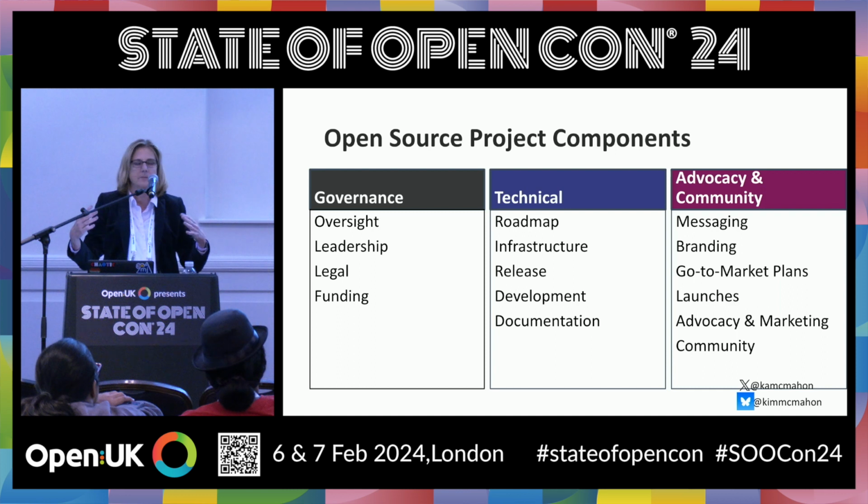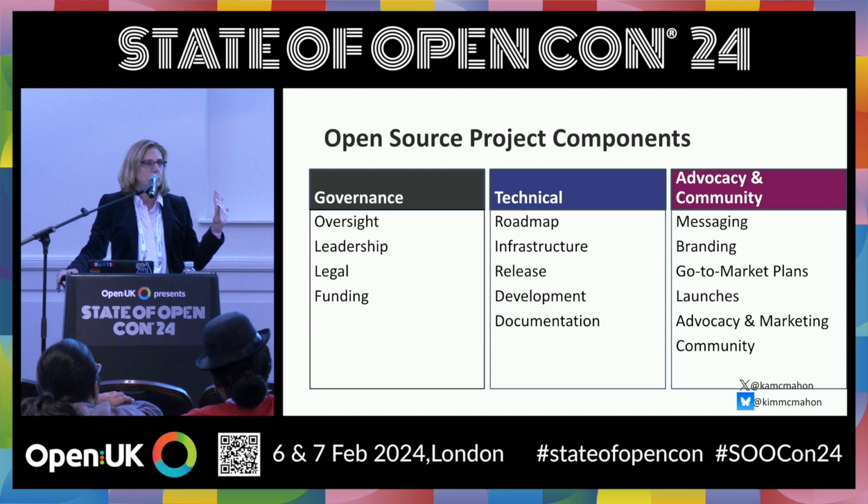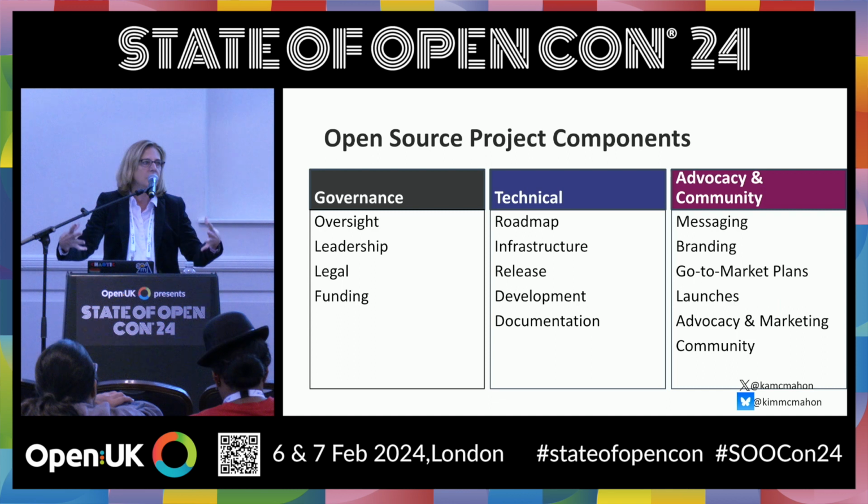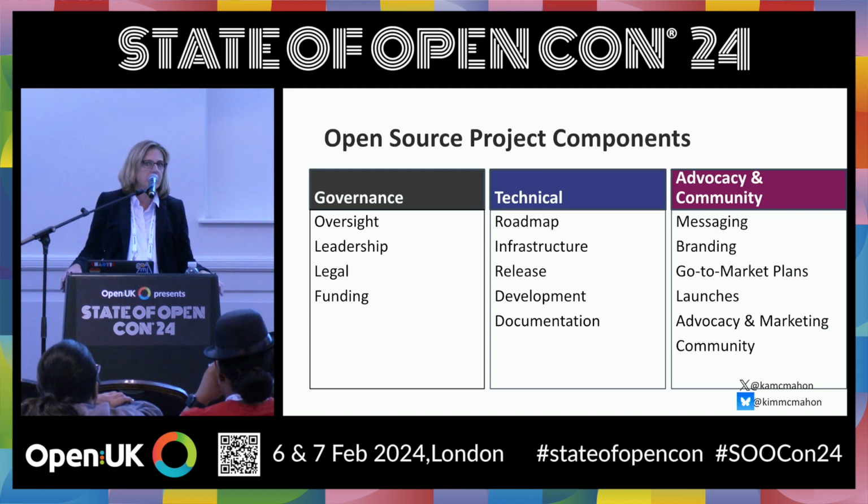And we can probably debate all day long what those three legs are, or if there's 5 legs to an open source project. But for simplicity, you have your basic governance, your oversight and leadership and licensing and all this legal stuff, and you have your technical side of your open source project, which is your roadmap and infrastructure releases, development documentation, and then you have your advocacy and community items, which is where we start talking about messaging, branding, getting our plans for going to market, our launches, and then all of those kind of advocacy and community activities.